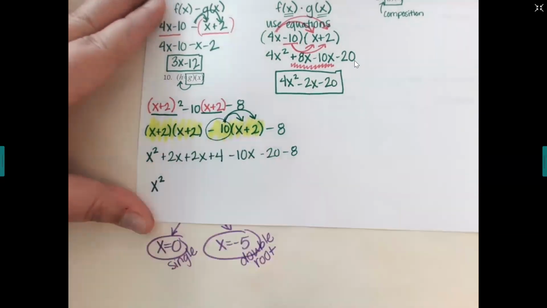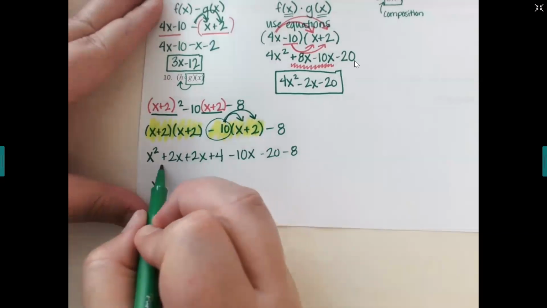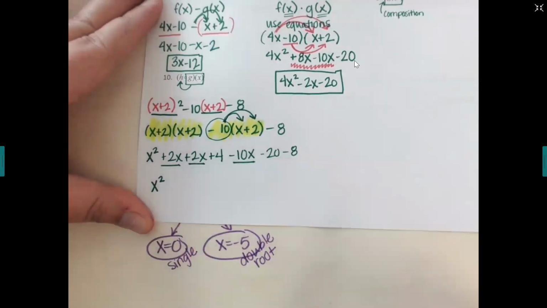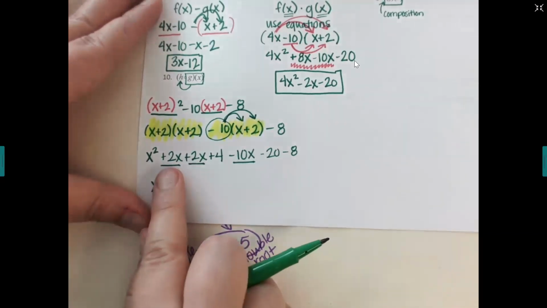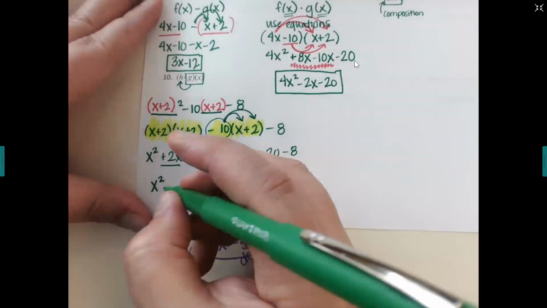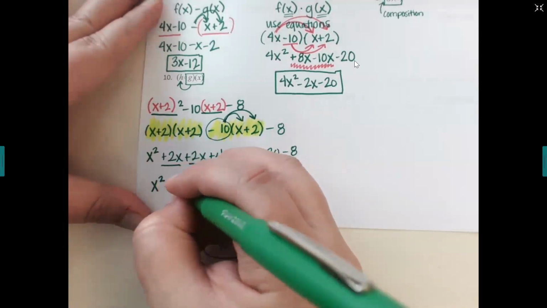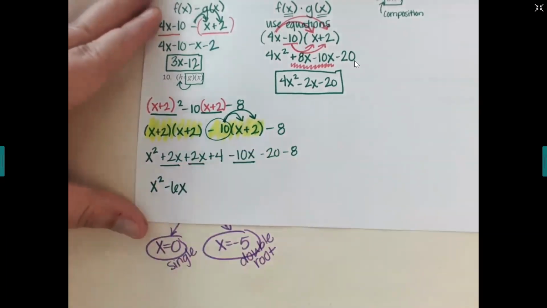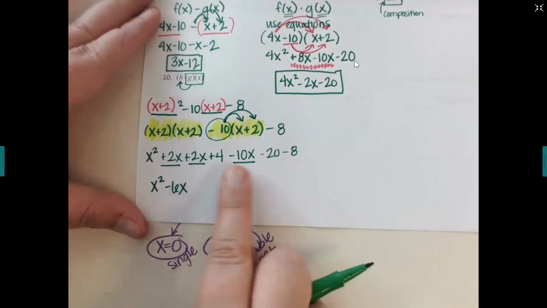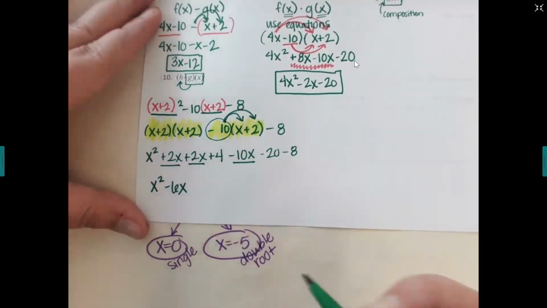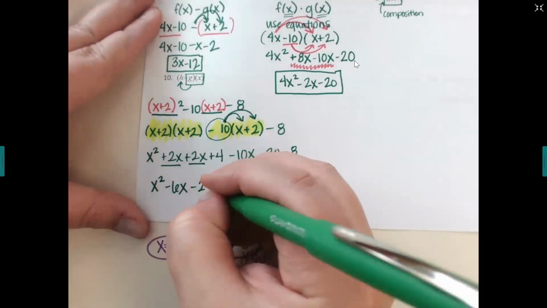So your x squared is alone. I have a 2x, a 2x, and a negative 10x. How many altogether? So that'd be 4 minus 10 is minus 6x. And then for my number by itself, 4, negative 20, negative 8 would be negative 24. Okay.